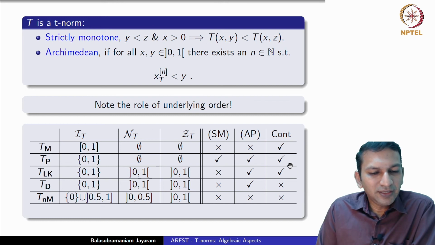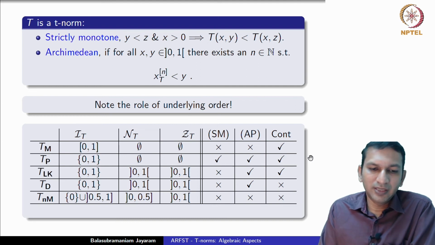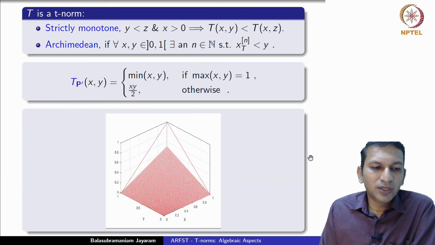Now, it's interesting to note that if it is both strict and Archimedean, we seem to see that it is also continuous. But is it really true? Can we generalize this from just one example? Let's look at another example.